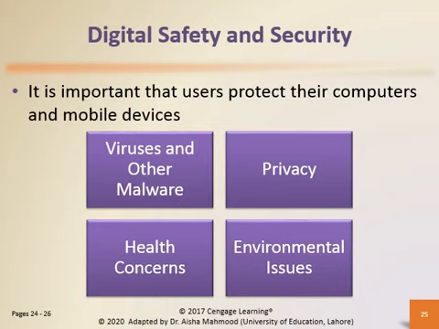So the next question comes: what are the health concerns? Prolonged or improper computer and mobile device use can lead to injuries or disorders of the hands, wrists, elbows, eyes, neck, and back. Computer and mobile device users can protect themselves from these health risks through proper workplace design, good posture while at the computer, and appropriately spaced work breaks.